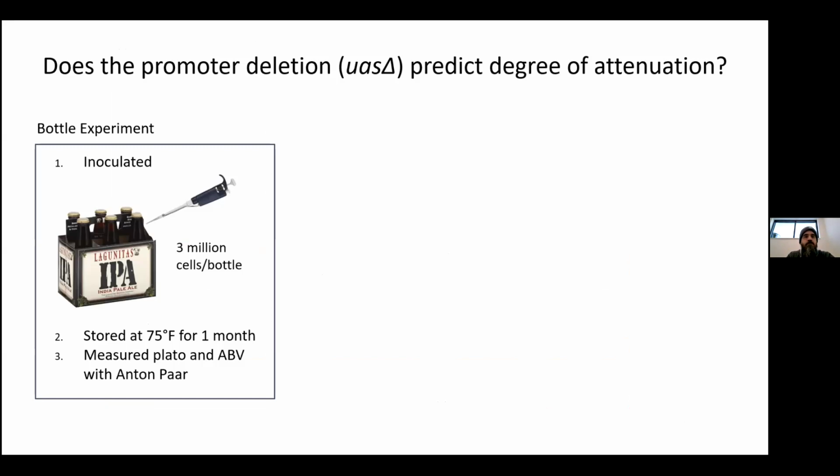So in this experiment, we took all of our known diastatic yeasts and got some Lagunitas IPA off the shelf, snapped open the bottle and squirted some diastatic yeast in it and stored it at 75 degrees Fahrenheit for a month, and then measured the Plato and the alcohol.